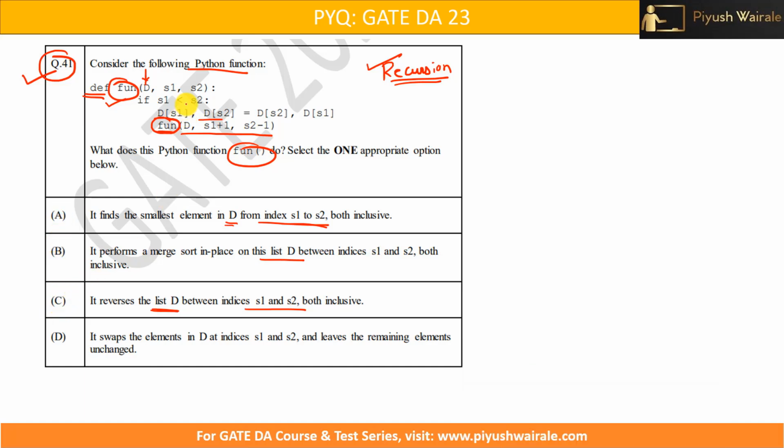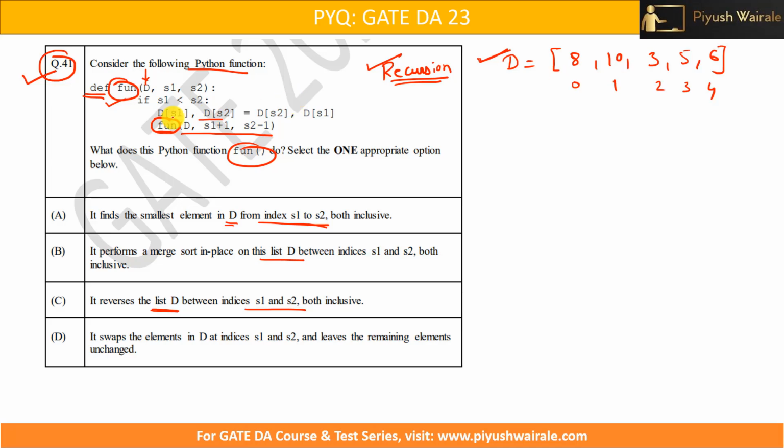Okay. Now let us consider one sample list. For example, d equals 8, 10, 3, 5 and 6 like this. I have considered one sample list having these particular elements, and the index positions of these elements are 0, 1, 2, 3, 4, right?